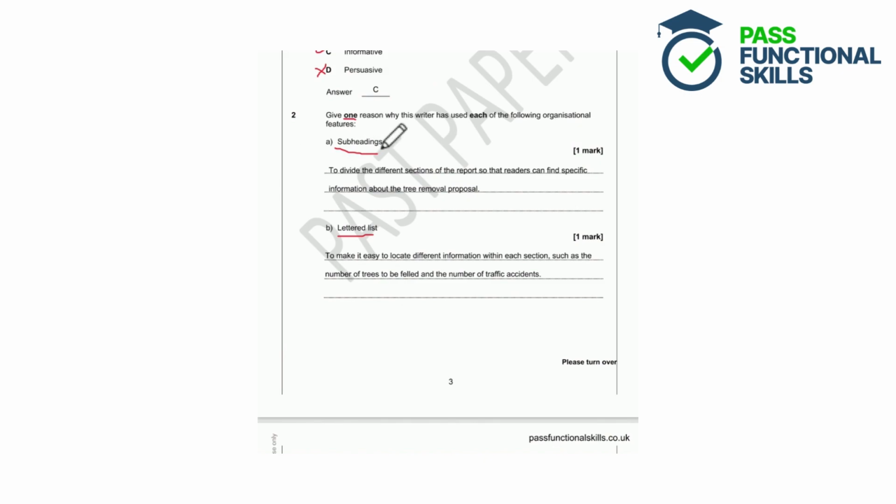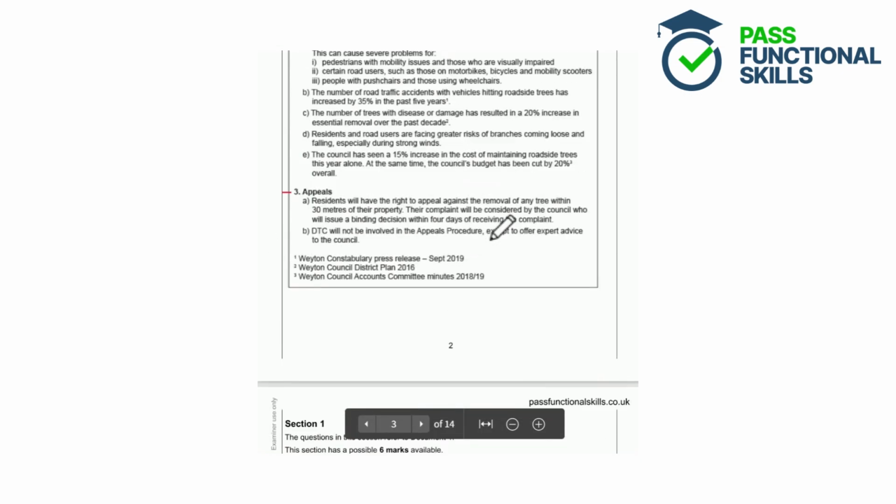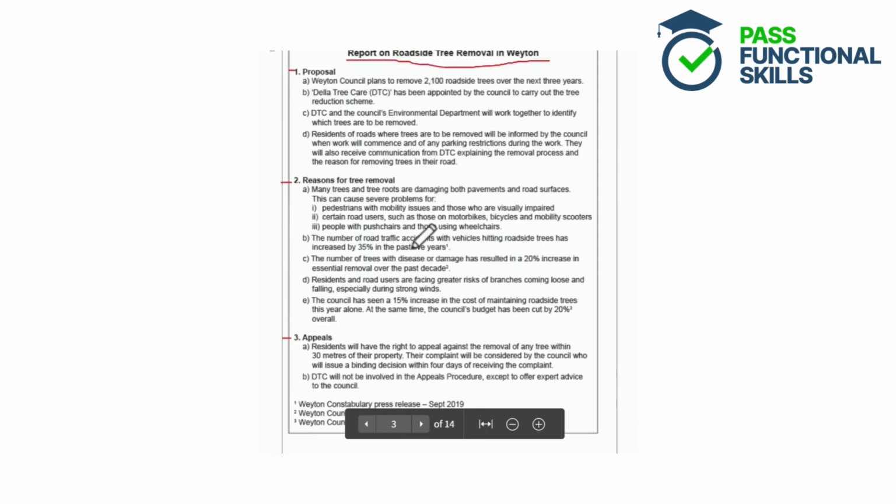So then B, we've got lettered list. So if we scroll up again to the report, we've got a lettered list here. So it's just a different way of using bullet points, really. It's the same as sort of numbered bullet points. So you might use a lettered list when you want to show something in a specific order, perhaps. But also here, it's being used to sort of split up this big chunk of information here.